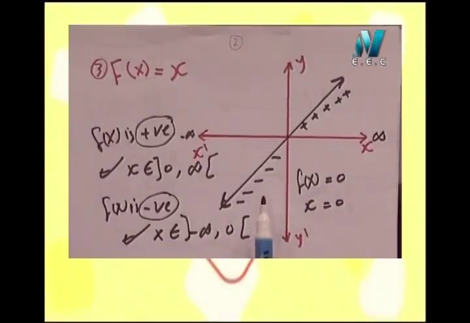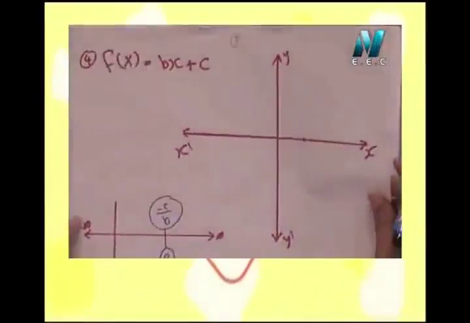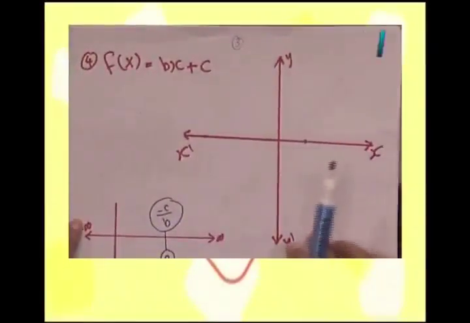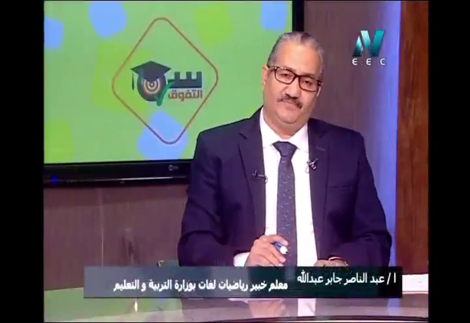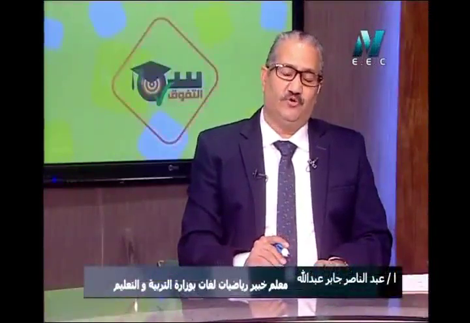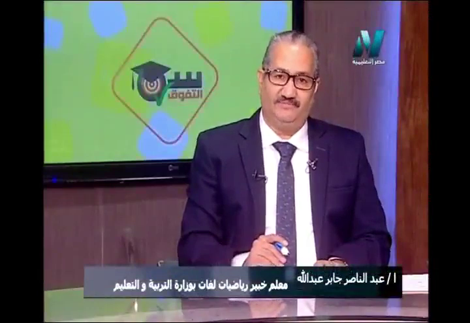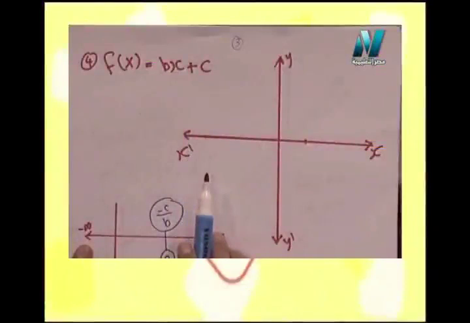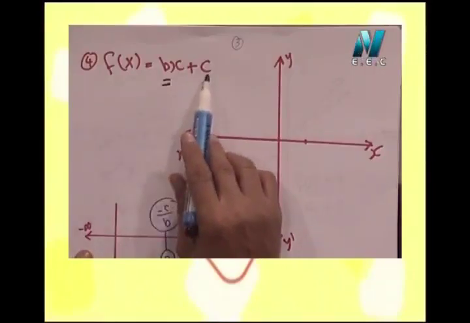Look here to see the general form of the first degree equation. We have here the first degree equation. The first degree equation is called a linear equation because when we graph it, it will be a straight line. So we have here f(x) equals bx plus c. b is the coefficient of x and c is a term which is free of x, or absolute term. f(x) equals bx plus c.